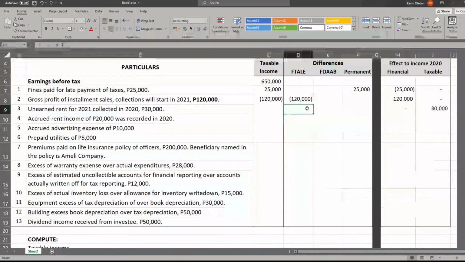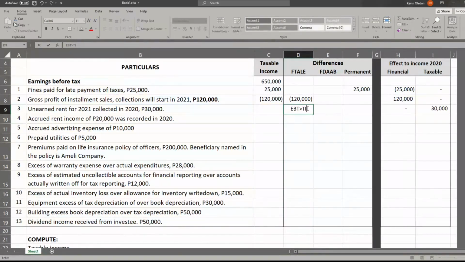An item is a future taxable amount if it results to your earnings before tax being greater than your taxable income. And an item will be a future deductible amount if temporarily it will result to your earnings before tax being lesser than your taxable income. This is the income statement approach, looking at the effect to taxable and financial income.